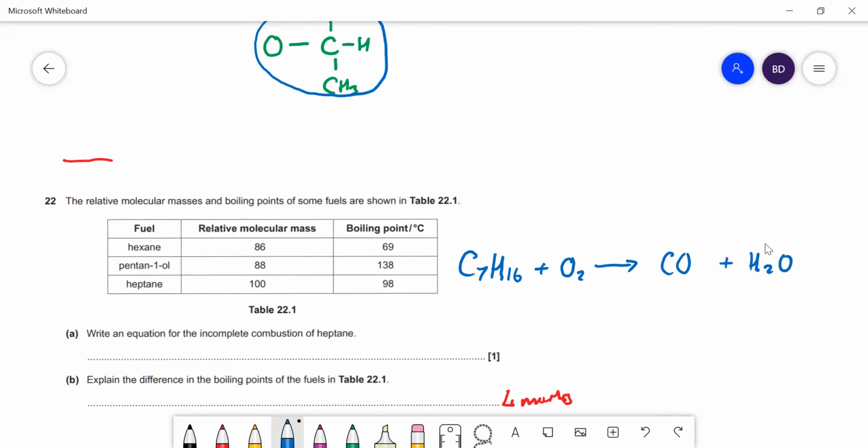How many carbon monoxides to make it balance? Well, we're going to have 7. We've got 7 carbon atoms. How many waters? 8. So how many oxygens do we need to add? Well, we need 7 oxygens for the carbon monoxide, and we need 8 there. That makes 15, which is 7.5 O2 to balance the equation.